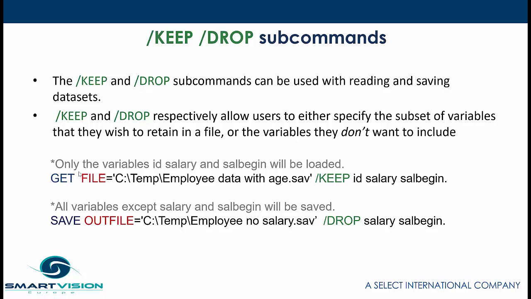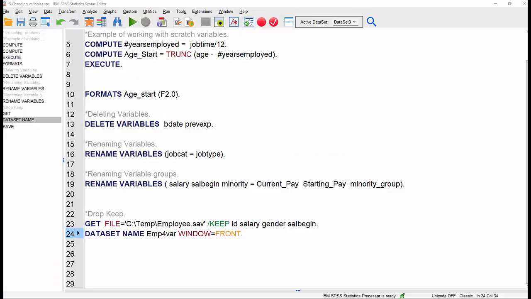So in this first example, only the variables ID, salary, and beginning salary would be loaded, because it's saying GET FILE employee data with age.sav, so it's reading this file, and it's saying just keep ID, salary, and beginning salary. And here in this example, we're saving a file called employee no salary.sav because we're dropping the two variables salary and beginning salary. Let's just have a look at that in action.